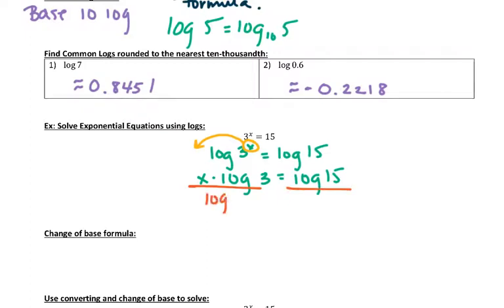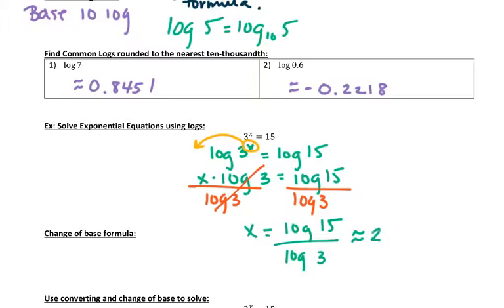So we're going to divide by log of 3 on both sides, and that will go away on the left, and what we're left with is x equals log of 15 over the log of 3. So be careful when you type that into your calculator, because I want to make sure that you are typing it in the correct way. But you should get 2.4650 for x there.